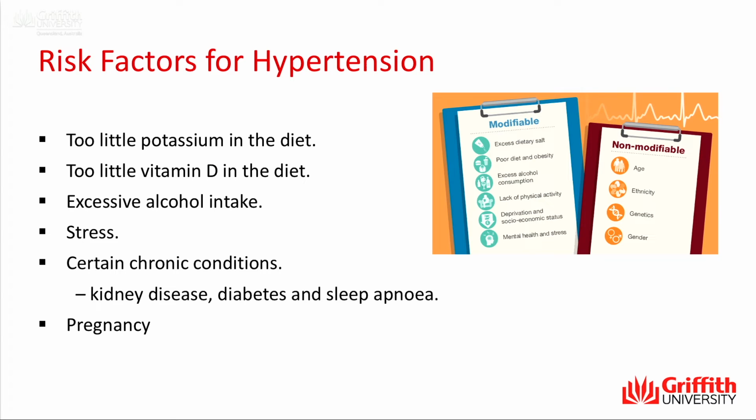Other risk factors include too little potassium in the diet. So if you remember back to pathophys days, potassium works by promoting sodium excretion through the urine and helping blood vessels relax. Too little vitamin D. So this is an area of a lot of investigation at the moment, with some studies suggesting people who have high blood pressure tend to have lower levels of vitamin D.